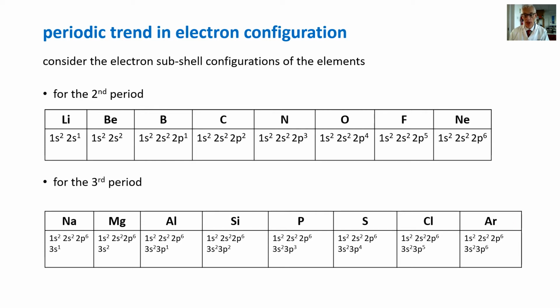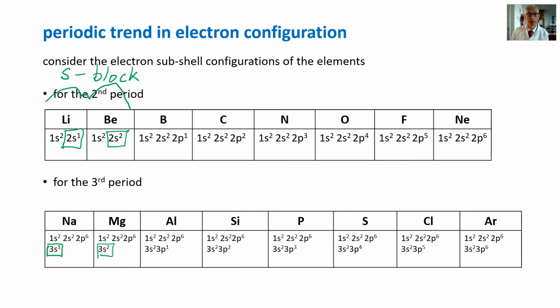Now, what can we learn from this? Well, we can see that for group 1 elements, the highest energy electron is in an s subshell for both lithium and for sodium. For beryllium, we have the highest energy electron in an s subshell, and for magnesium, highest energy electron in an s subshell. So a new labelling of group 1 and group 2 is to be called s block. That is, their highest energy electrons are in the s subshell.